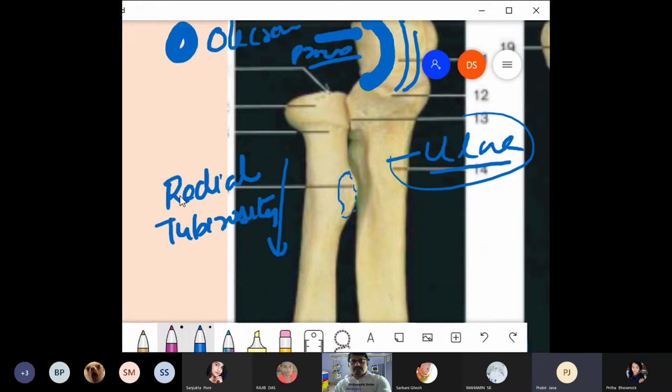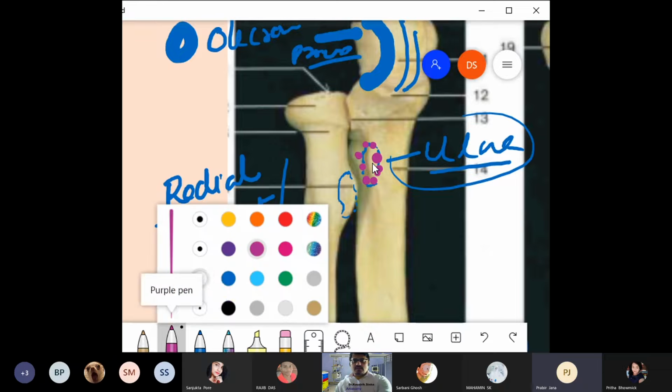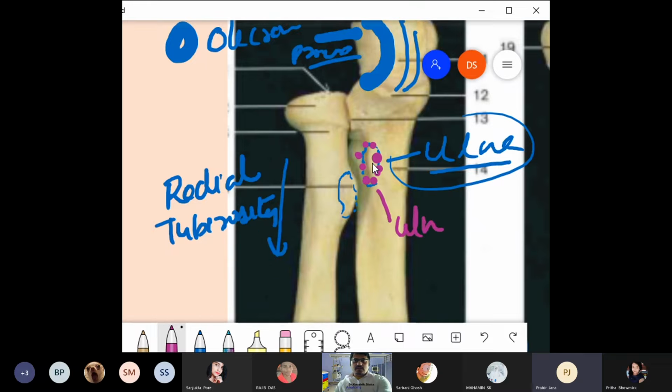Now on the ulnar side, observe again that here there is an elevated area. Noticed? Yes, sir. Let me draw this elevated area with a different color. This elevated area is known as the ulnar tuberosity. Where is the radial tuberosity and the ulnar tuberosity?